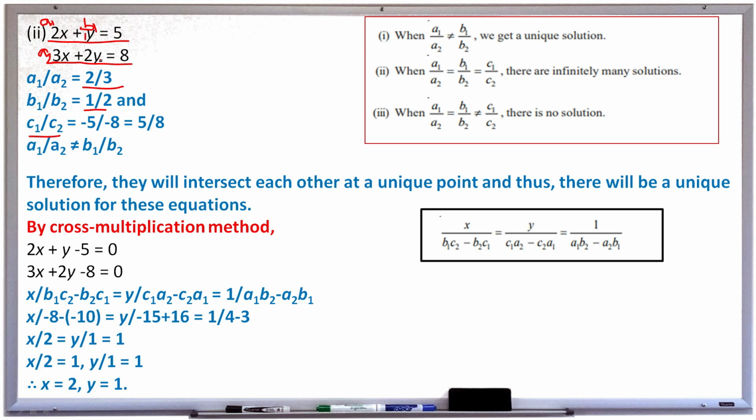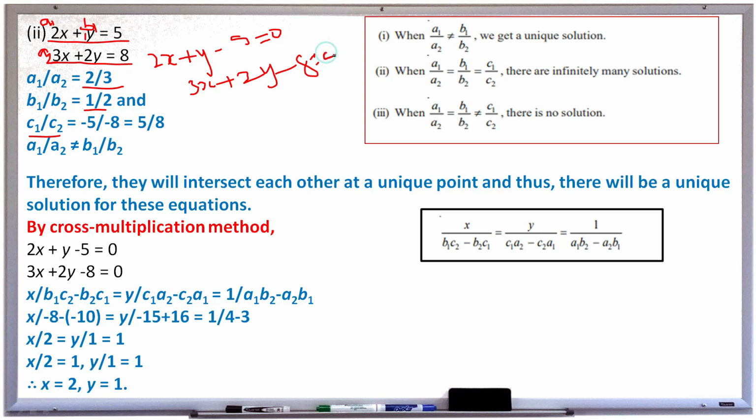Now c1 by c2, here actually this equation you can write in standard form. This 5 will come to the left hand side, it will become minus 5. This 8 will come to the left side, it will become minus 8. Actually this equation should be 2x plus y minus 5 is equal to 0. Second equation 3x plus 2y minus 8 is equal to 0. We have to write the given equation in the standard form.